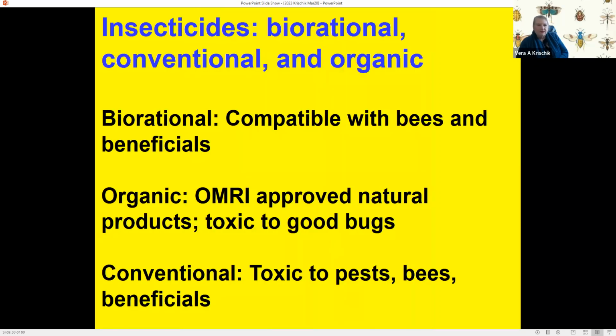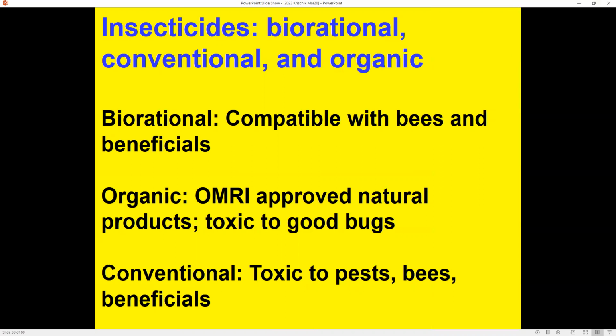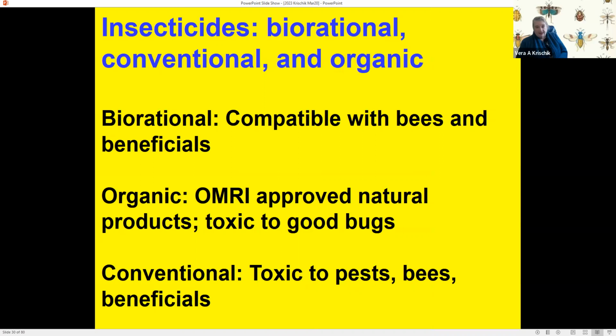All right, so there are 3 main groups of insecticides when you go to the store. I really suggest you don't use insecticides, just prune out the insects if you see them. But there are biorationals, which are registered by the EPA, and they're compatible with preserving our 4 Bs. Organic means it's OMRI approved, the Organic Materials Review Institute. It doesn't mean necessarily that they're not toxic. And conventional is something that's toxic.